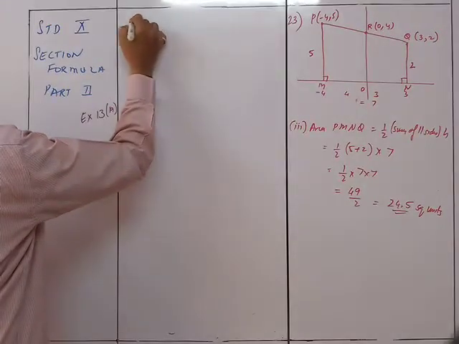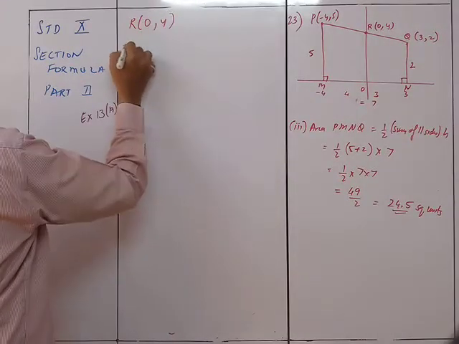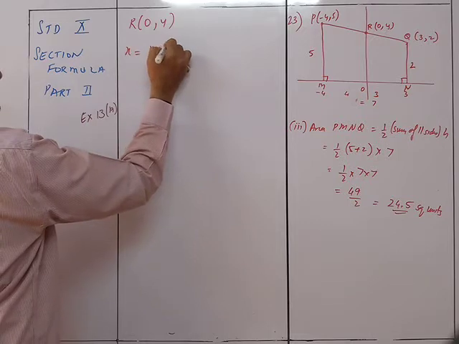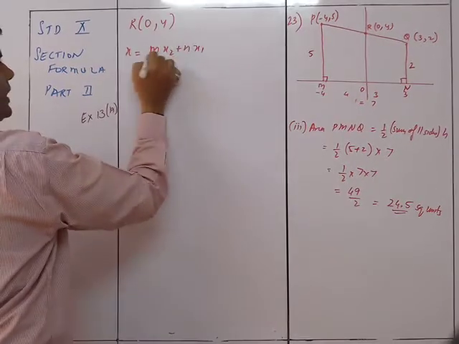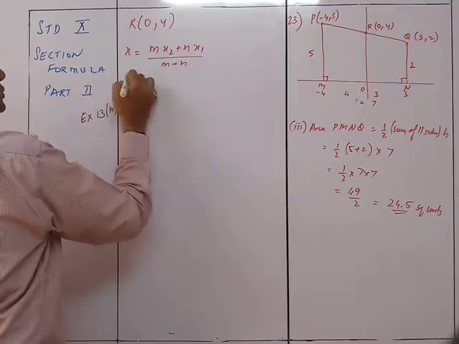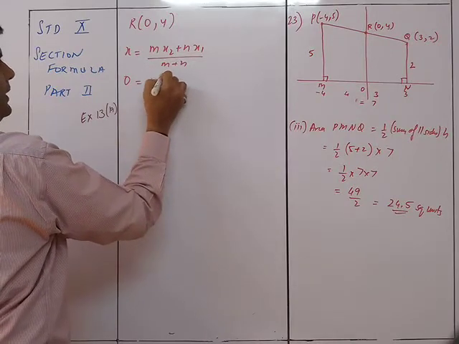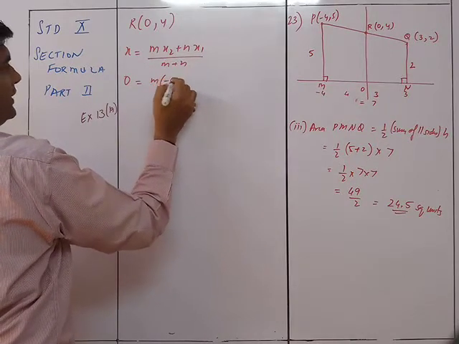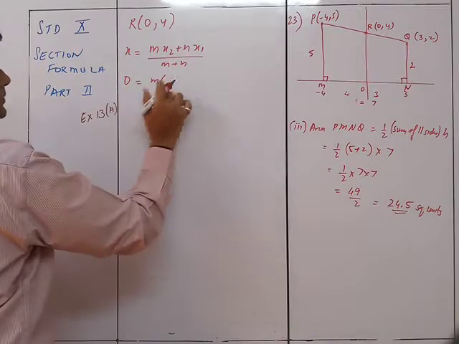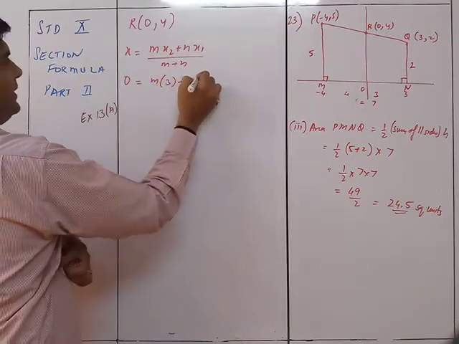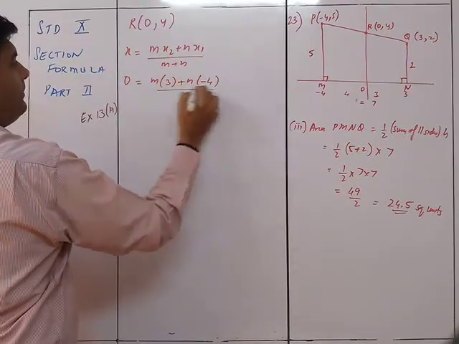So what we have over here is R equals (0, y). So x equals 0 we know. Using the section formula, (m x2 plus n x1) upon (m plus n), 0 is equal to (m into 3 plus n into minus 4) upon (m plus n).